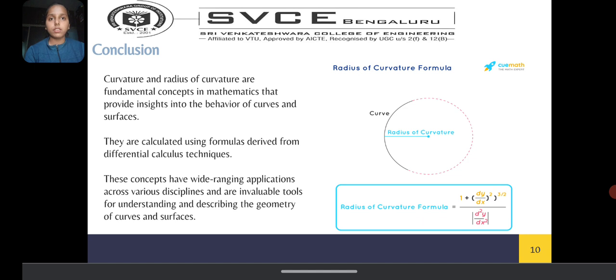The formula to find the radius of curvature is ρ = (1 + y1²)^(3/2) / y2. Let's solve a problem using this formula, where ρ = (1 + y1²)^(3/2) / y2. Given y = a log sec(x/a).